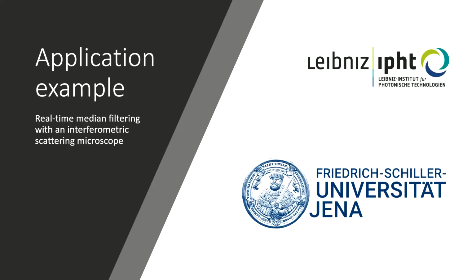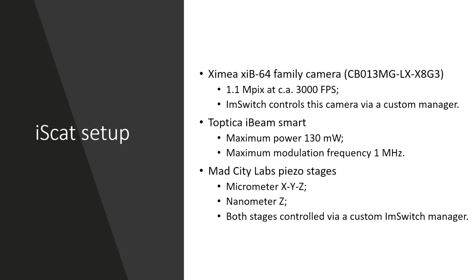Now I'll show you an application example of how to use ImSwitch by creating a real-time median filtering with an interferometric scattering microscope. This is the IceCat setup in one of our laboratories. We have an Aximia CIB64 family camera, which can reach up to 3000 frames per second at 1.1 megapixel. And we control this camera directly via ImSwitch with a custom detector manager.